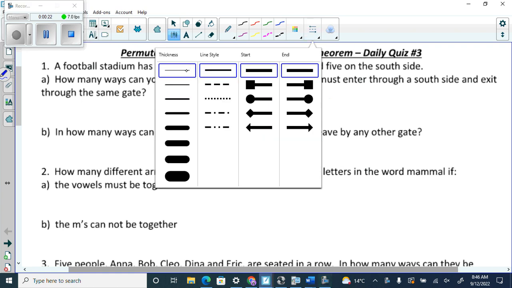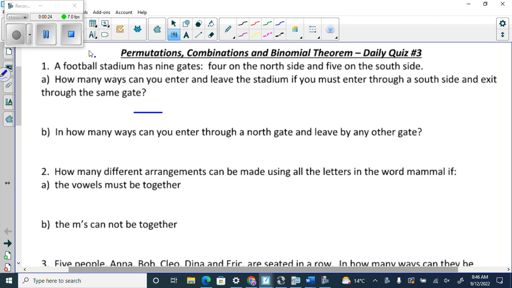All right, so we have 2 blanks. We have an enter blank and an exit blank. How many options do we have for the enter blank? Needs to go through a south side. 5. And then must exit through the same gate. 1. So it's 5.